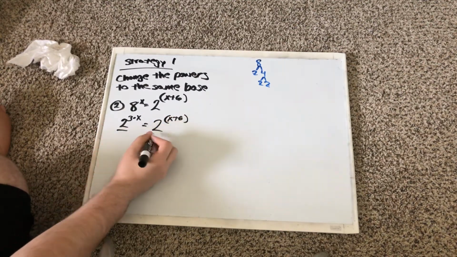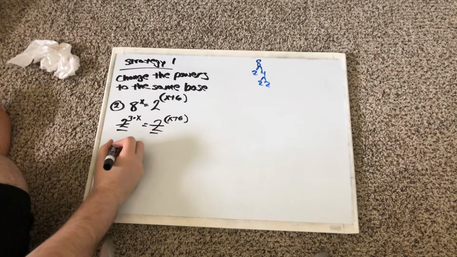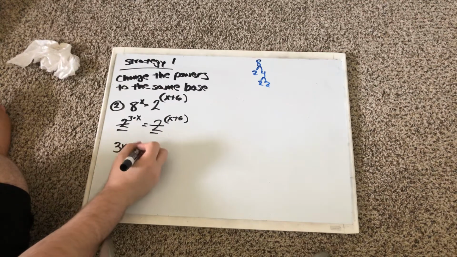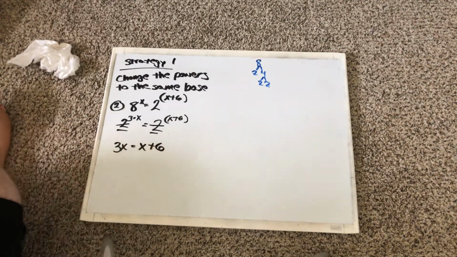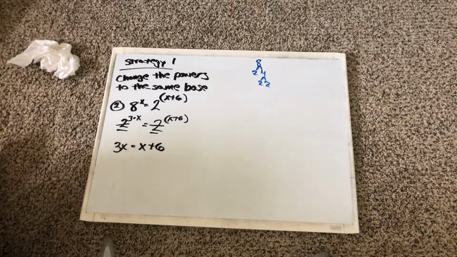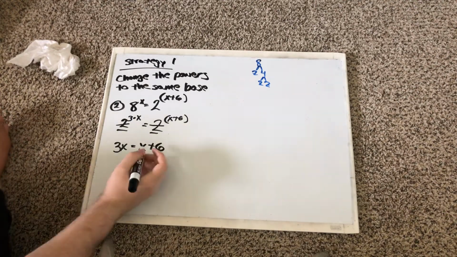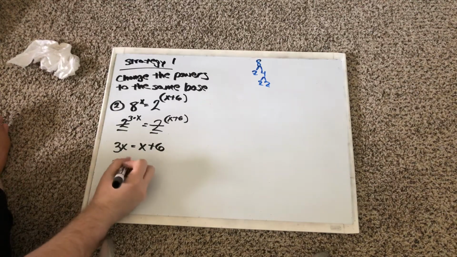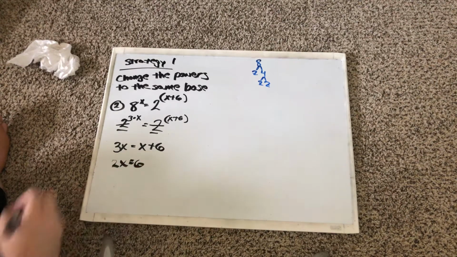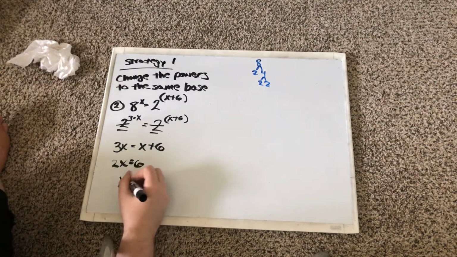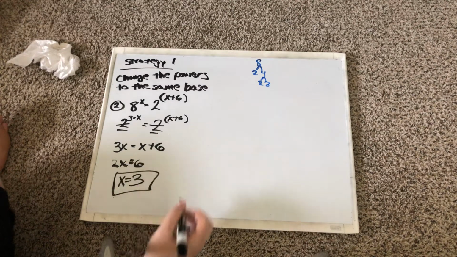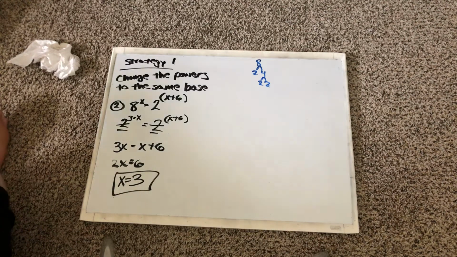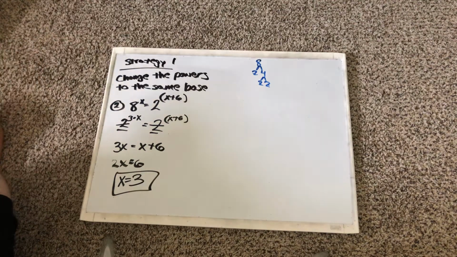Well, if I look at the base, 2 and 2 cancel out, and we get 3x equals x plus 6. And this is a super easy equation that I know we know how to solve. Move the x over, we get 2x is equal to 6. Divide both sides by 2, x is equal to 3. So that is it for strategy 1. It's very similar to what we did previously.